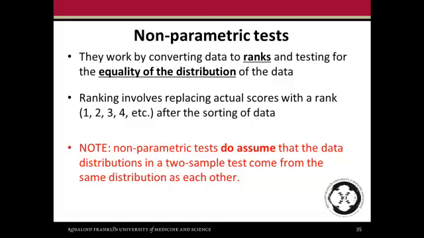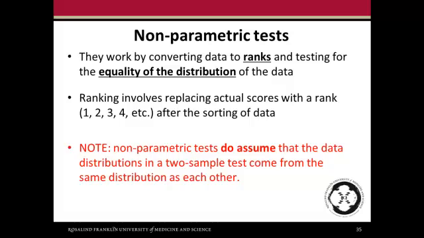And non-parametric tests work by converting the data from the numbers that we have to ranks, and then we're testing for the equality of the distribution of the data. Now for non-parametric tests, I'm interested in you having an understanding of how they operate, but I will not be asking you to do detailed calculations for them. Ranking involves replacing the actual scores of the data with a rank after the data are sorted. One thing that's very important to note is that non-parametric tests do assume that the data distributions for a two-sample test come from the same distribution as each other, so they have the same shape, and I'll show you a picture of this in a minute.